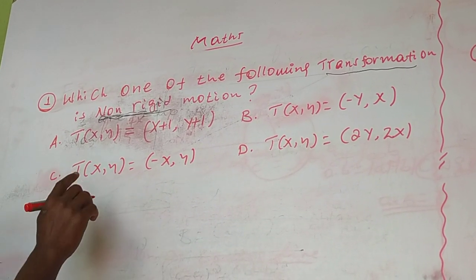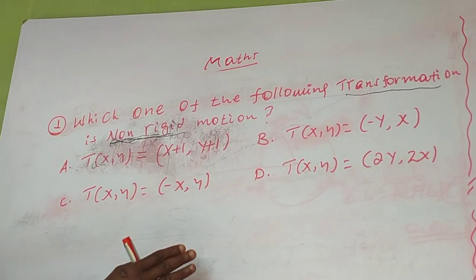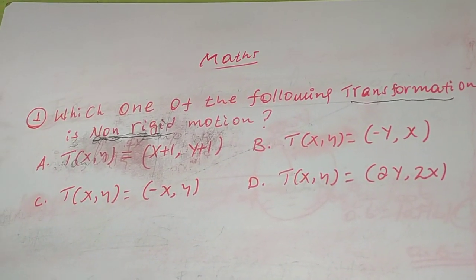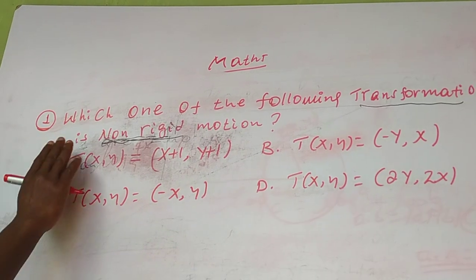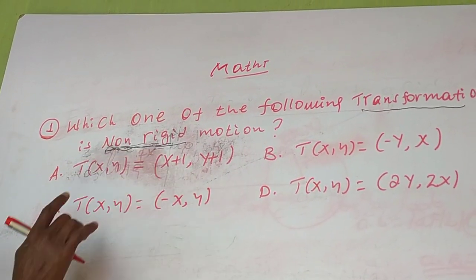Grade 11 maths, unit 6, transformation. Under transformation, the transformations can be classified into two categories: rigid motion and non-rigid motion. Now question number 1: which one of the following transformations is non-rigid motion?